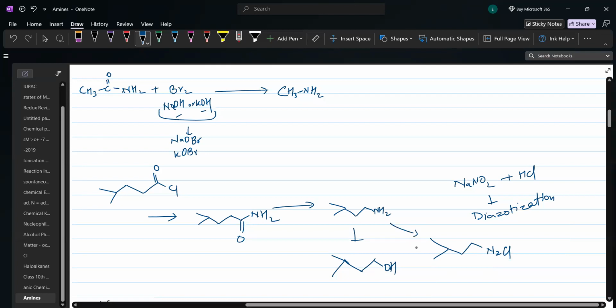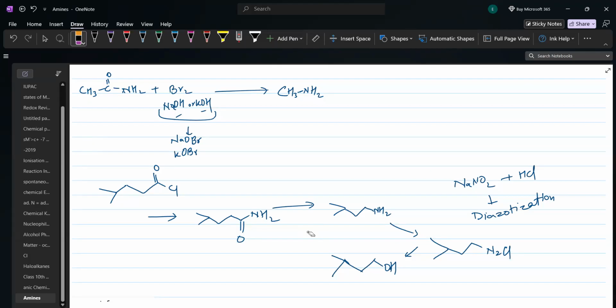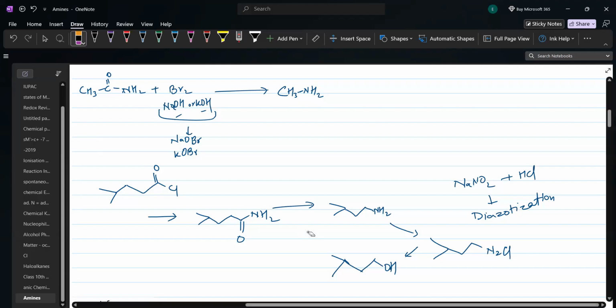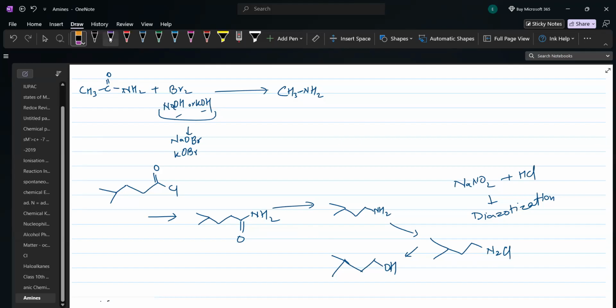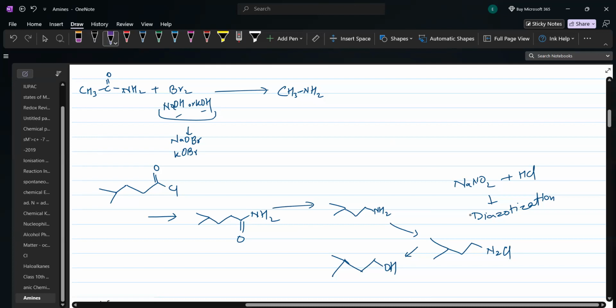Yes, sir. Please write this, because every step is important here. This was actually a very good question. It comprises lots of steps, and lots of background is to be known and understood. Remember, whenever you see NaNO2 plus HCl, this one will be the final result. This is very important as well. This is the diazotization, very, very important.